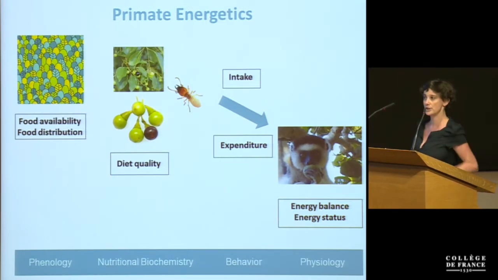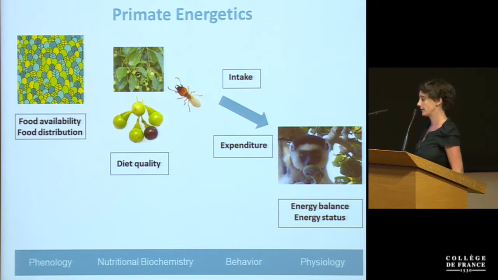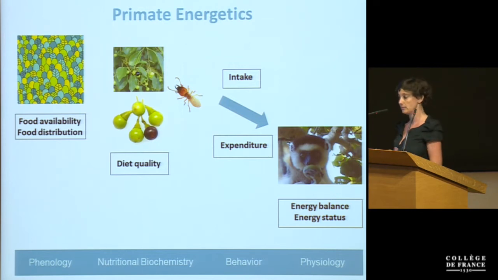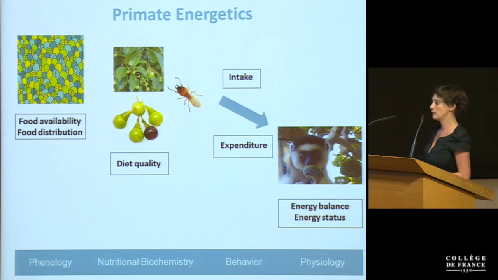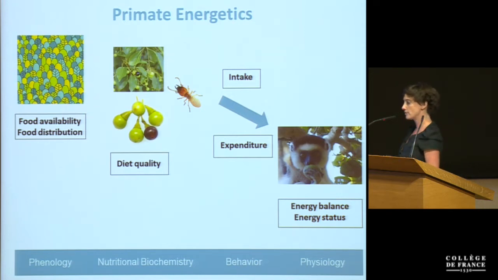Primatologists largely consider energy in their investigation of primate behavior and life history. However, energetics comprises several dimensions that vary in their relevance for particular questions. The first dimension is how energy in the environment can be accessed by animals. This includes food availability, food distribution, and also diet quality. Food availability is the spatial and temporal abundance of food. Food distribution refers to how food items are spread across the habitat. And food quality refers to the accessibility of nutrients in particular food items. All of these variables will influence the potential energy intake of animals within a habitat.